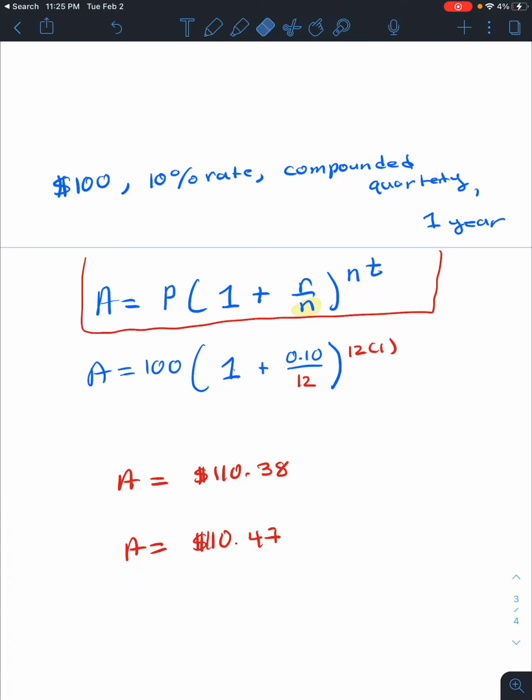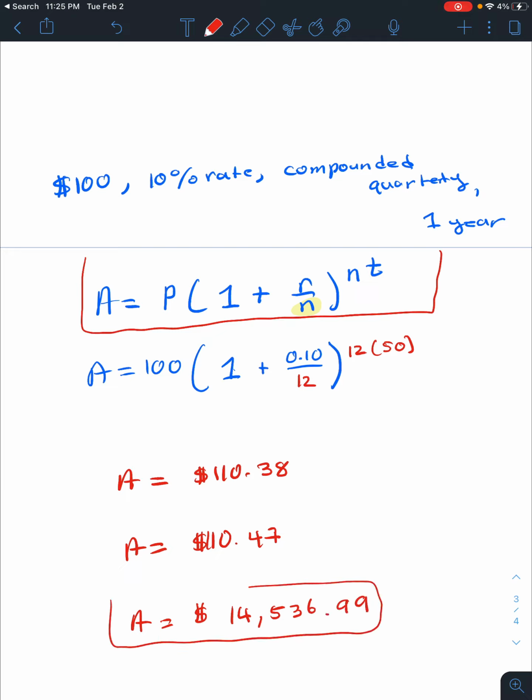And I promise you, as we turn up this time, right? So let's say that you started this when you were 6 years old, and now you're 56. So let's change this time to t. So let's see what we get if we do the same thing, but didn't spend the money until we were 56 years old. We all wanted to go on a vacation. You would have $14,536.99.